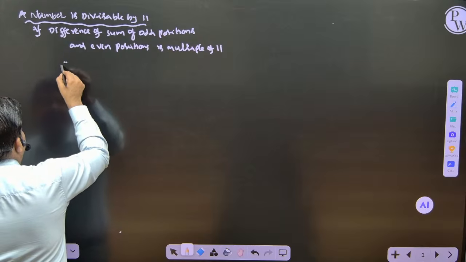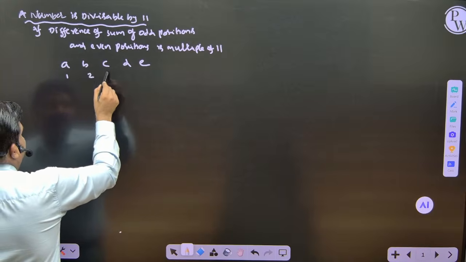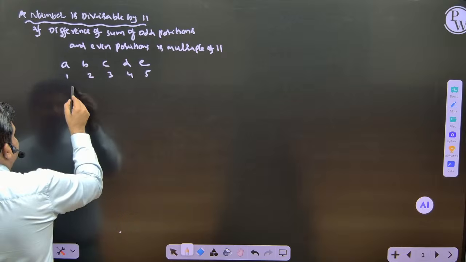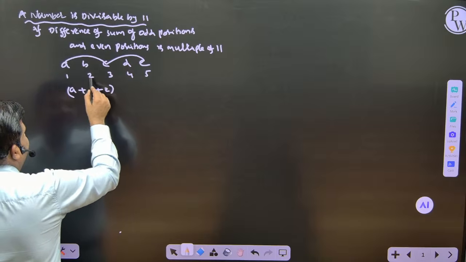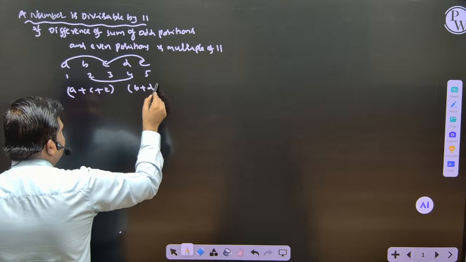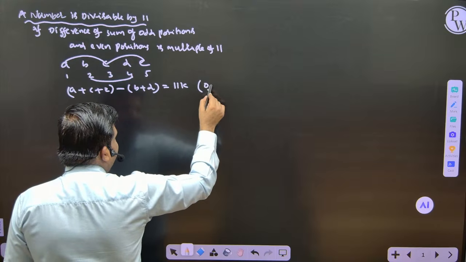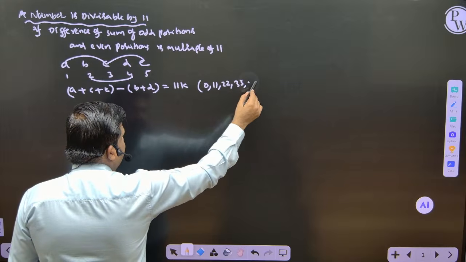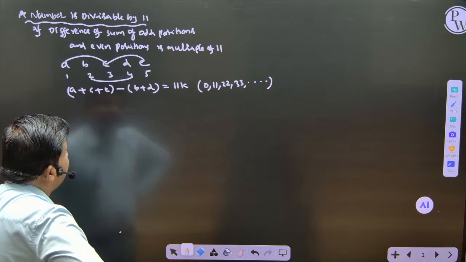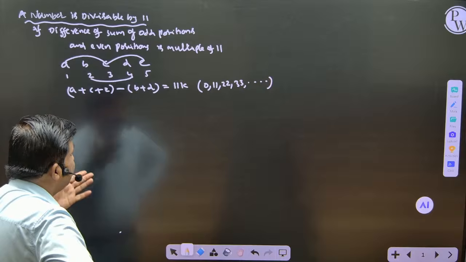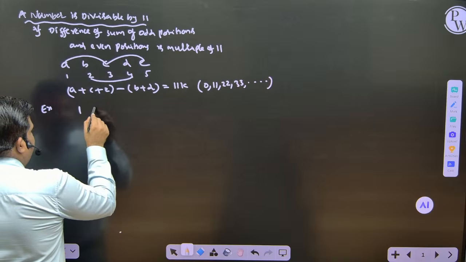So that means if we take a 6-digit number, with positions 1, 2, 3, 4, 5, 6, the sum of odd positions is A plus C plus E, and the sum of even positions is B plus D plus F. Their difference should be a multiple of 11, meaning 0 or 11 or 22 or 33 like this. If the difference of the sum of odd positions and even positions is a multiple of 11, then the number is divisible by 11.